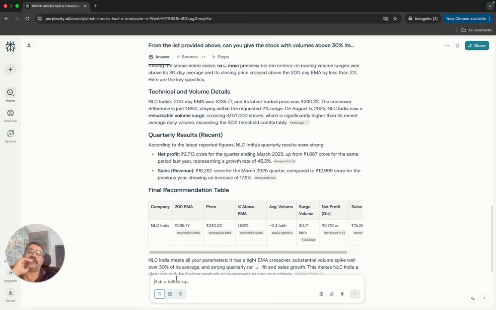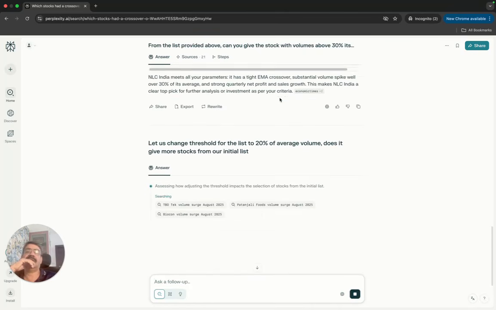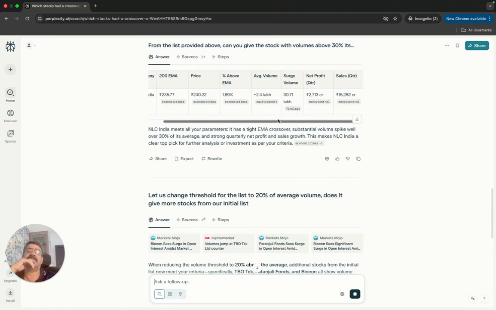So let me change the threshold. Let us change the threshold for the list to 20% of average volume. Does it give more from our initial list? So let us see if we get more of them, but yes, it did get the information for NLC, and NLC is indicating that the price movement is fairly close to its 200-day EMA. It's just less than 2%.